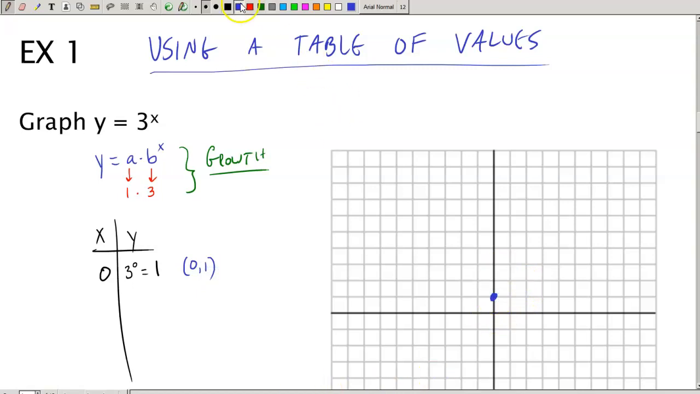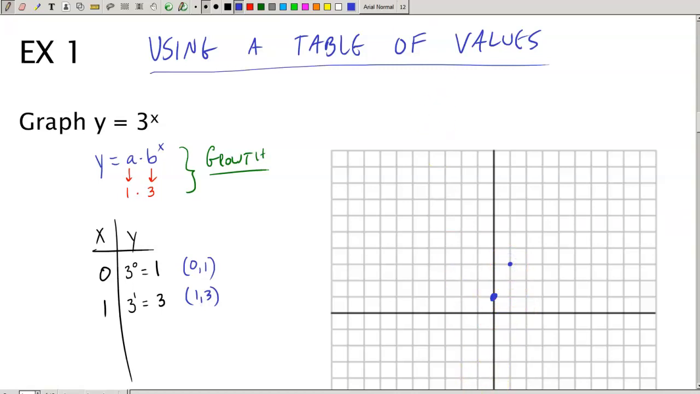Now, of course, we could just keep on doing this. So we can plug in anything for x, right? If we can plug in anything for x, that means that the domain is all real numbers. There's no restriction on what we can type in for x. So let's just plug in another thing. If we plug in 1, that means 3 to the 1, well, of course, that's just 3. So we have another point on the graph that is (1, 3). So 1 already goes to 3.